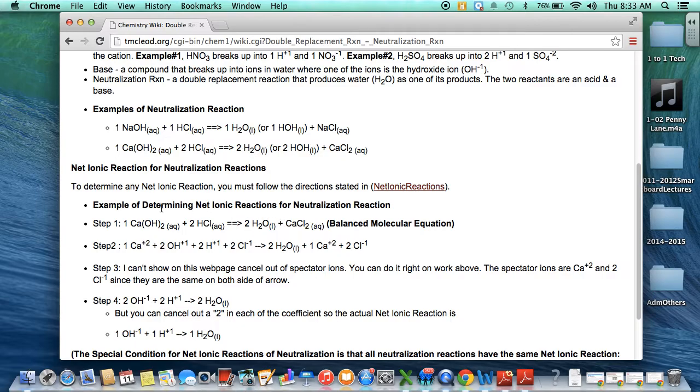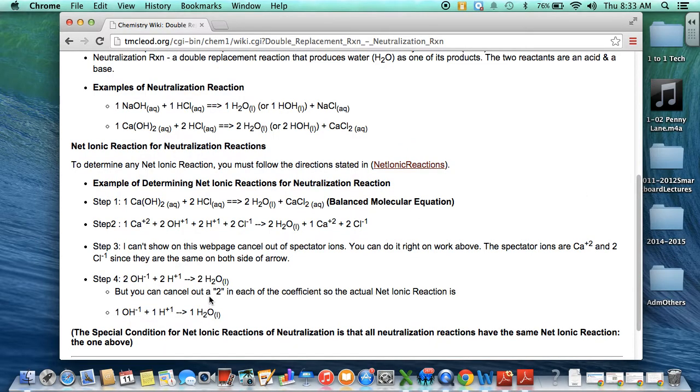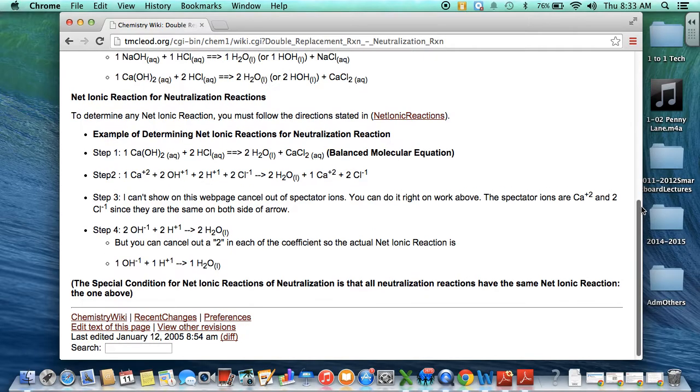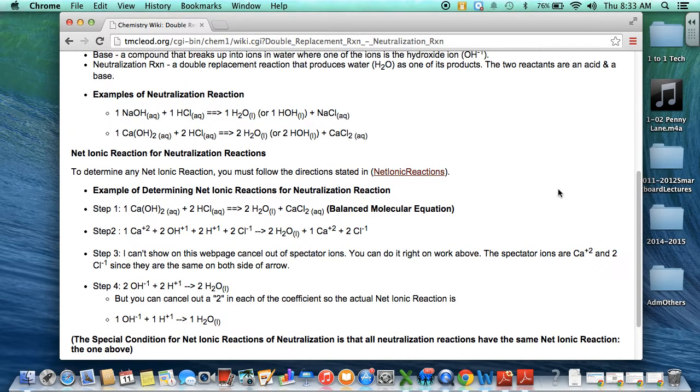So that's the first thing you need to get, a balanced chemical reaction. It looks like here what we're doing is we're figuring out the net ionic reaction, which we talked about before. Okay, so that's what a neutralization reaction is actually doing.